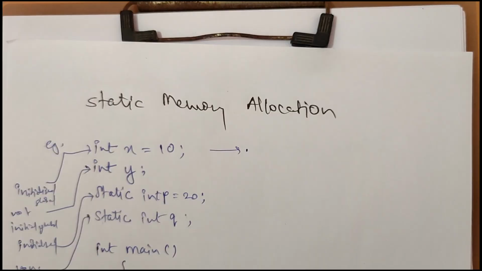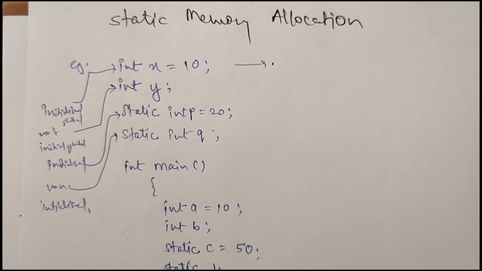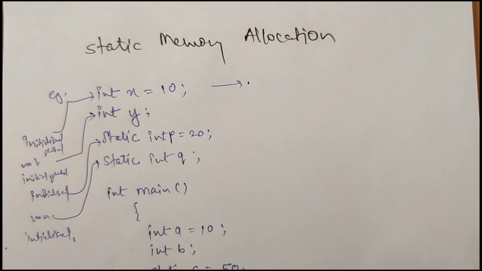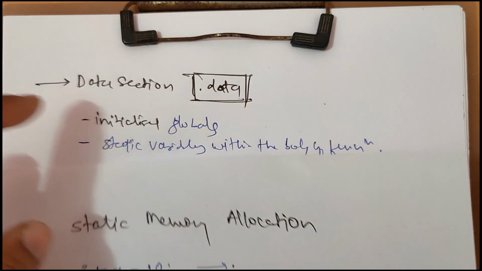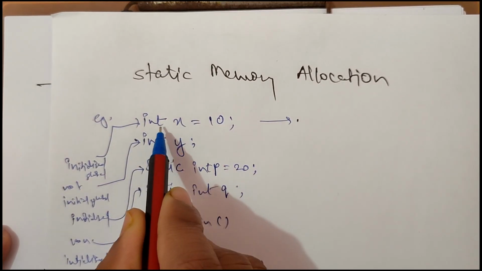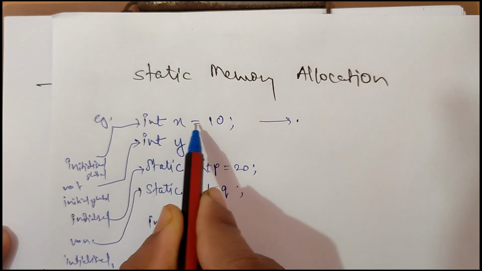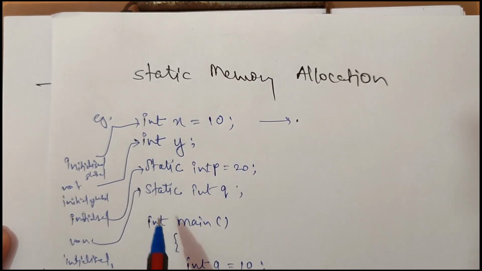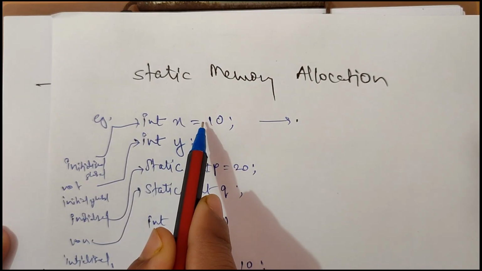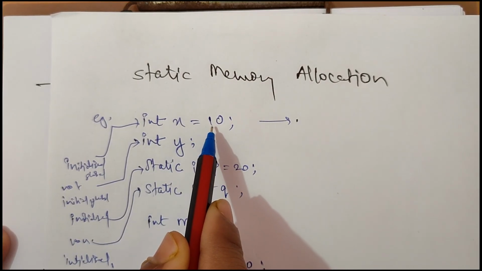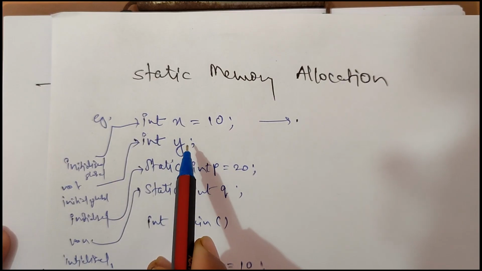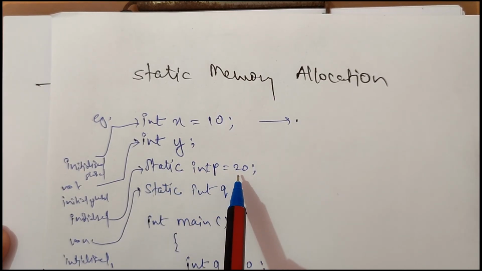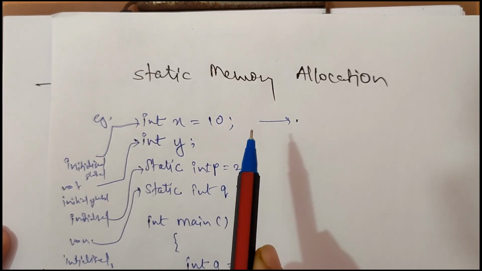From our previous basic program, we can see as per the definition, initialized globals. Here I have int x is equal to 10. It is initialized and global, initialized to 10 and outside of main, so it is an initialized global. So 10 will go inside the dot data section. Other is static int p is equal to 20. This also is initialized and it is a static global variable, so it will also go in the dot data section.